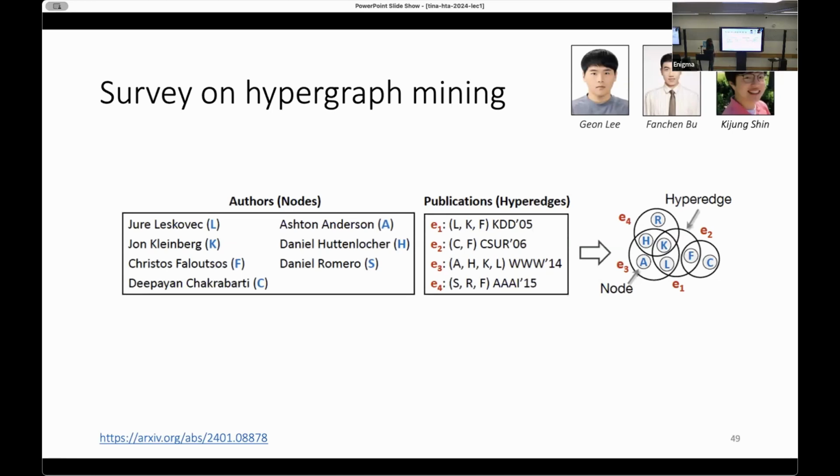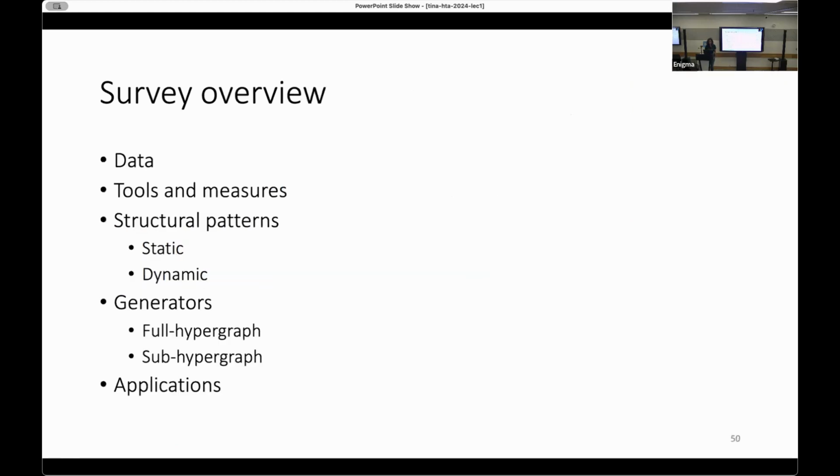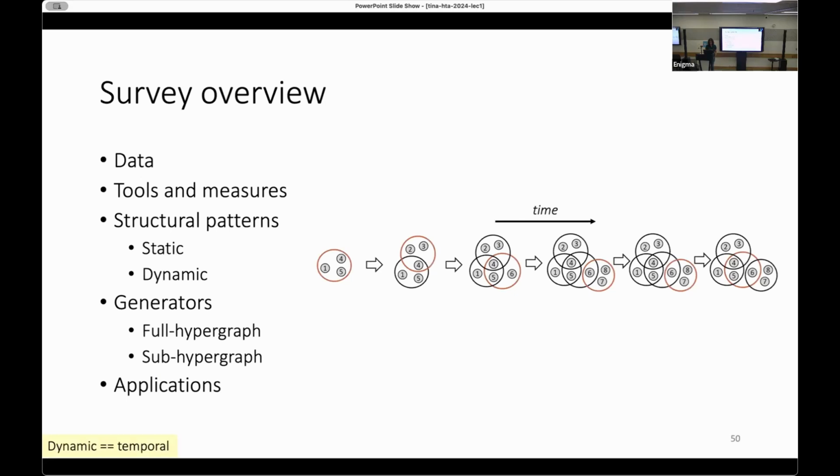So this is with these amazing people, Li, Bu, and Shen at KAIST. Shen is a professor there. And so you have a bunch of authors, you have a bunch of publications. So what is the overview of the survey? We talk about data, then we talk about tools and measures, structural patterns, generators, and applications.